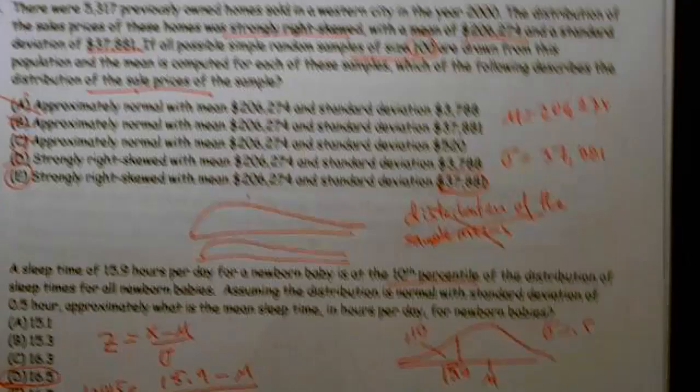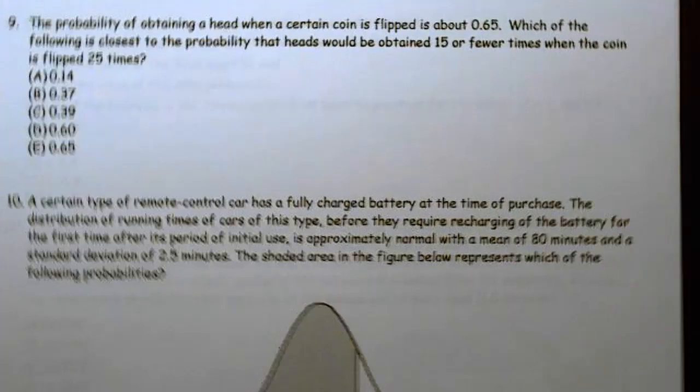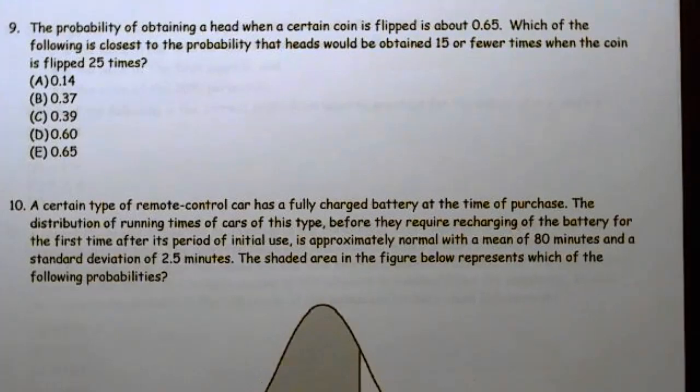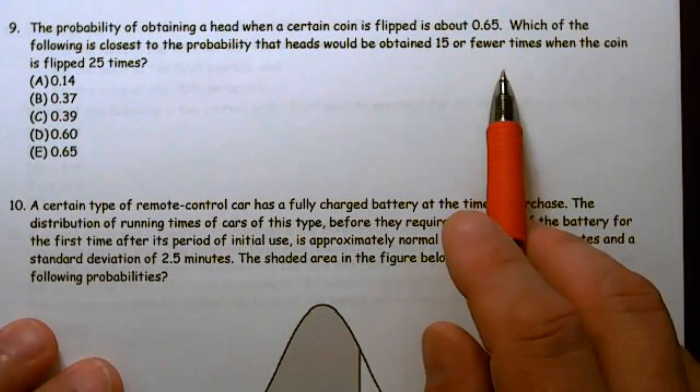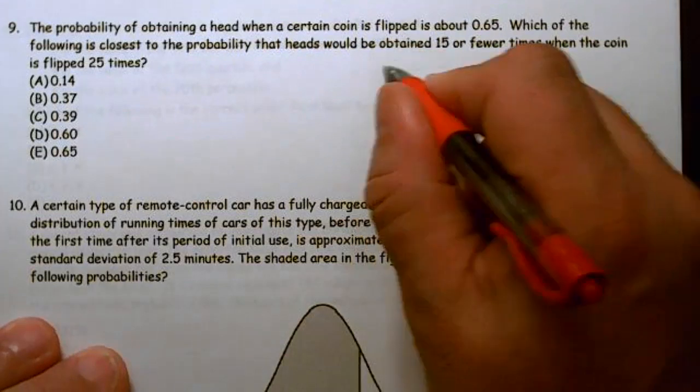All right, number 9. The probability of obtaining a head when a certain coin is flipped is 0.65. So the probability here is not consistent. It's not a fair coin. So the probability of a head is 0.65. Which of the following is closest to the probability that heads would be obtained 15 or fewer times when the coin is flipped 25 times?